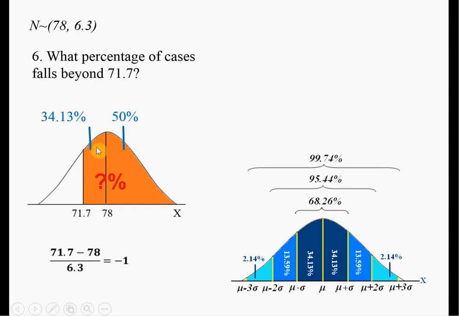So we know the size of this area automatically. Therefore, all we need to do now is put these two areas together to find out the size of the entire colored area. And that exactly gives us the final answer to the question. The entire area is 34.13% plus 50%, which is 84.13%.